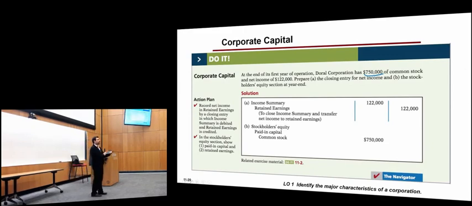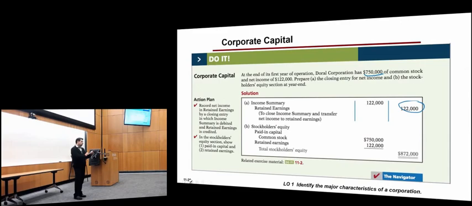Do we have another one? You could have, for example, paid-in capital in excess of par value. They didn't tell us about that, so this is the amount that will be paid-in capital. Then we have retained earnings. This is what we closed here, 122,000. Now, the total stockholders' equity will be the sum of those two. That's how you prepare it.